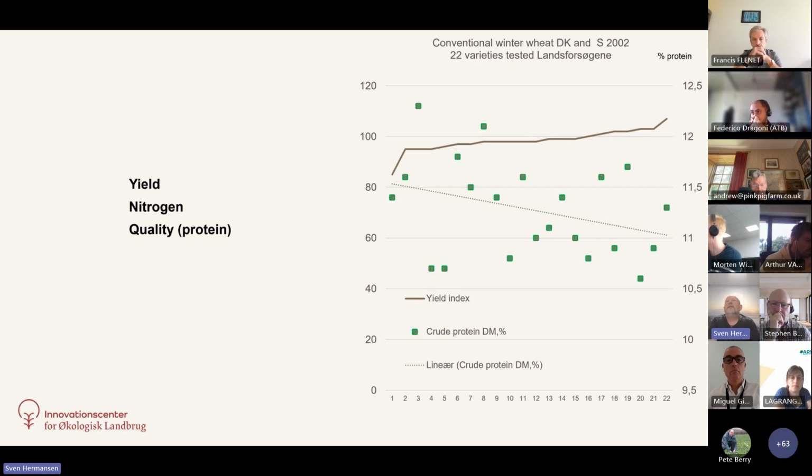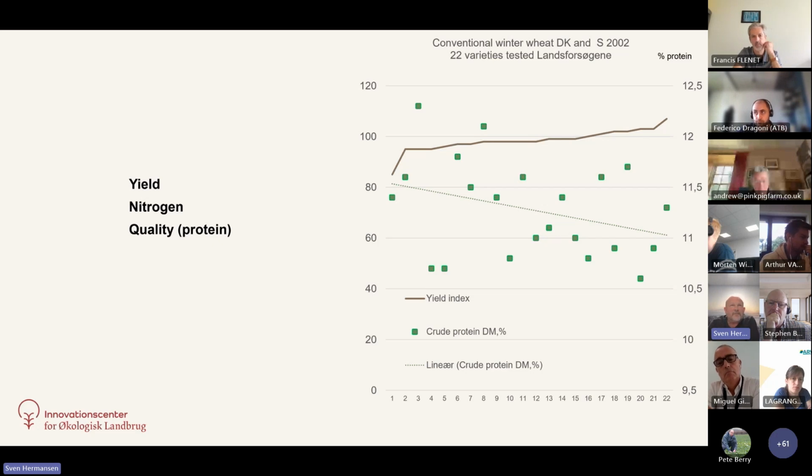So if you grade the winter wheat crops by increasing yields, you can see the crude protein content, the green dots, is quite scattered. If you dare to draw a line and see where it points, you can see the expected development: you have an increase in yield and a decrease in protein content. That is very well established in many other situations.